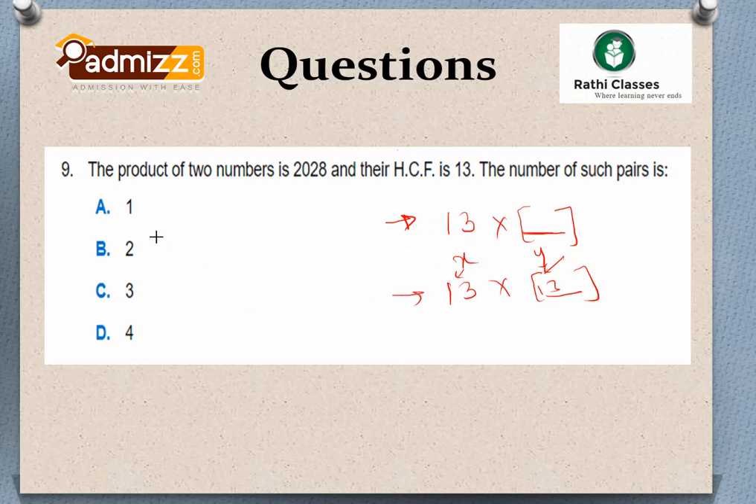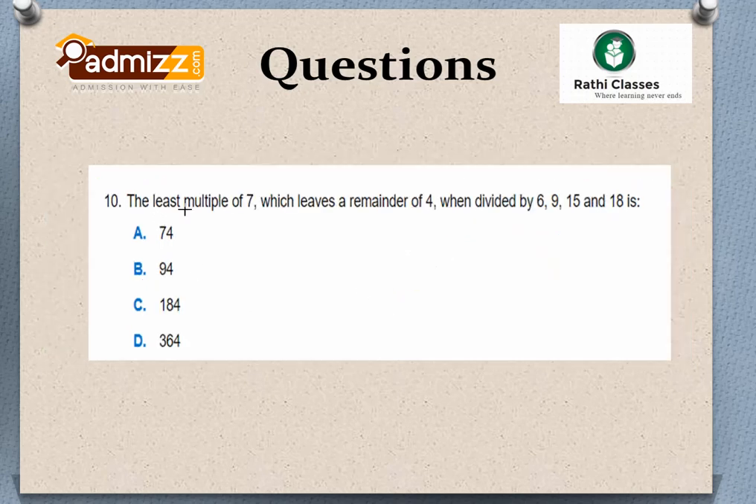So the total number of possibilities will be 2. Moving on to the next question: the least multiple of 7 which leaves a remainder of 4 when divided by 6, 9, 15 and 18. The concept is, first I need to take the LCM. Let me take the LCM of 9, 18, 6 and 15.